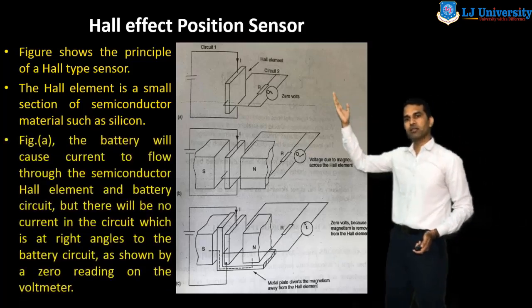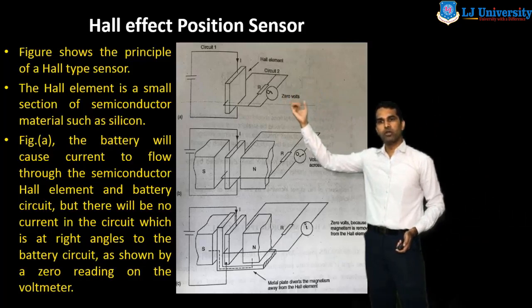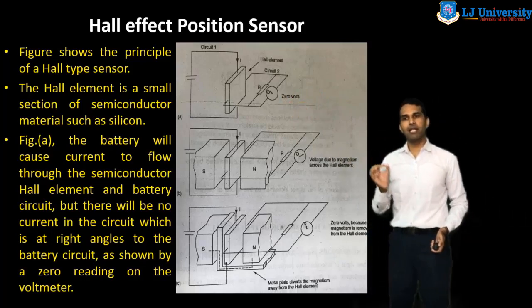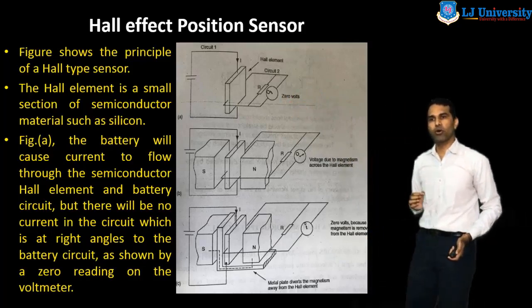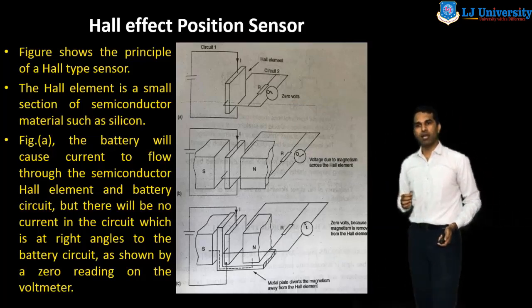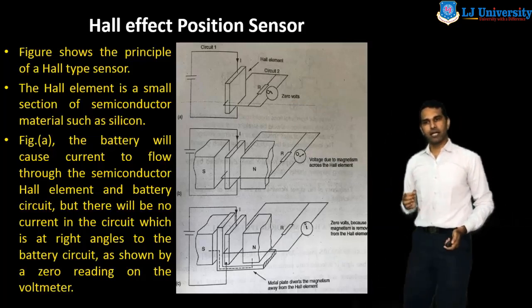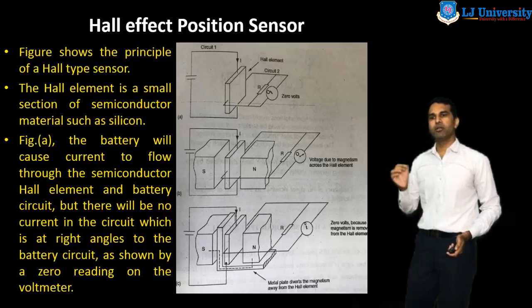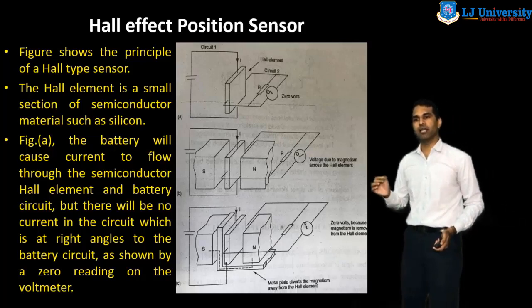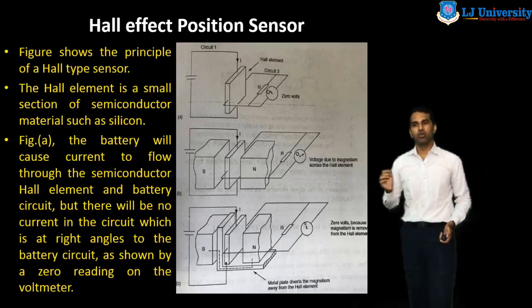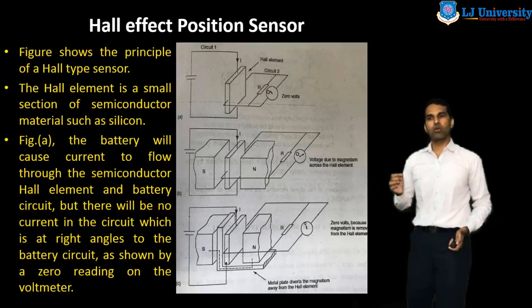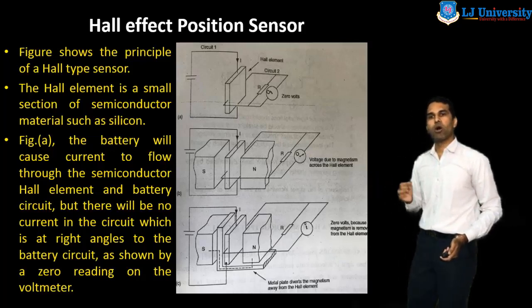Here we first talk about the first figure. In figure A, the battery will cause the current to flow through the semiconductor Hall element and the battery circuit, but there will be no current in the circuit which is at right angle to the battery circuit, as shown by the 0 reading on the voltmeter.